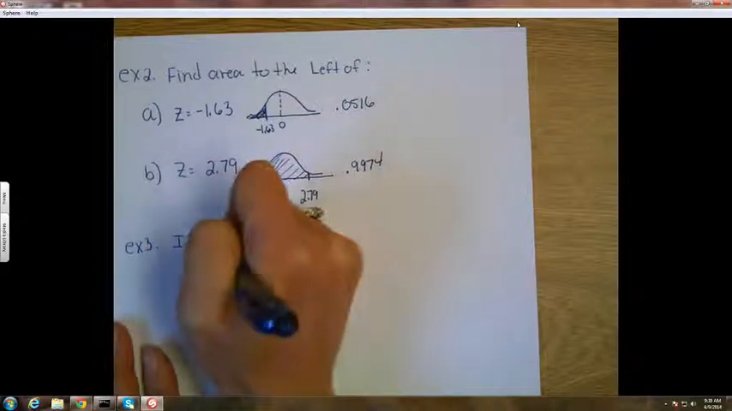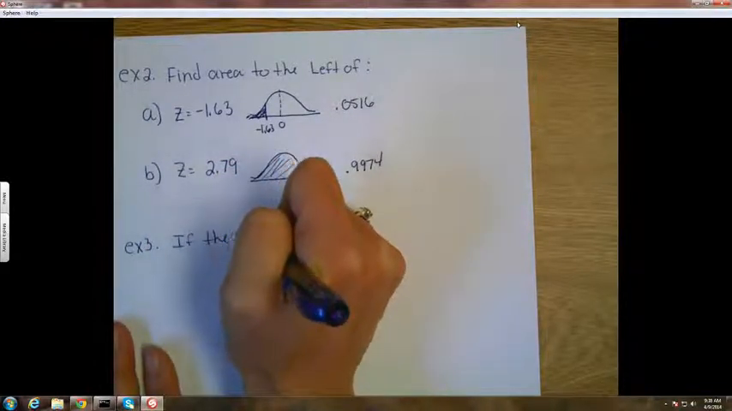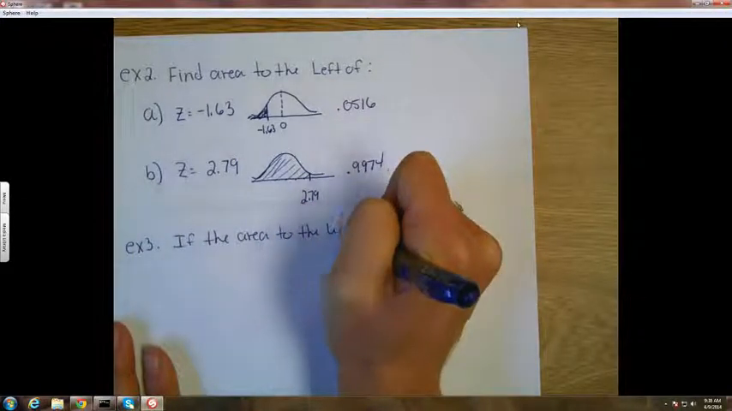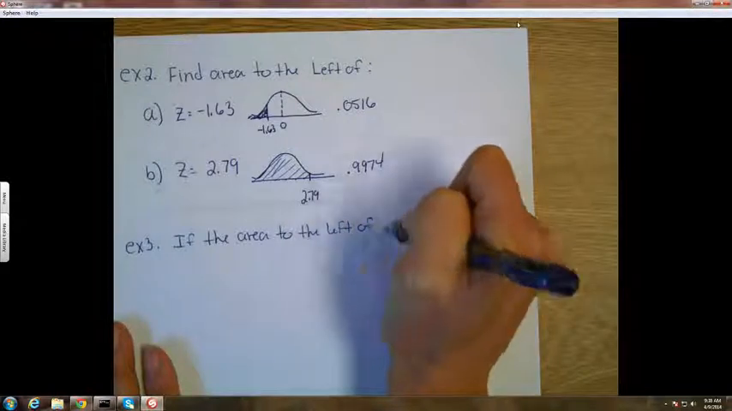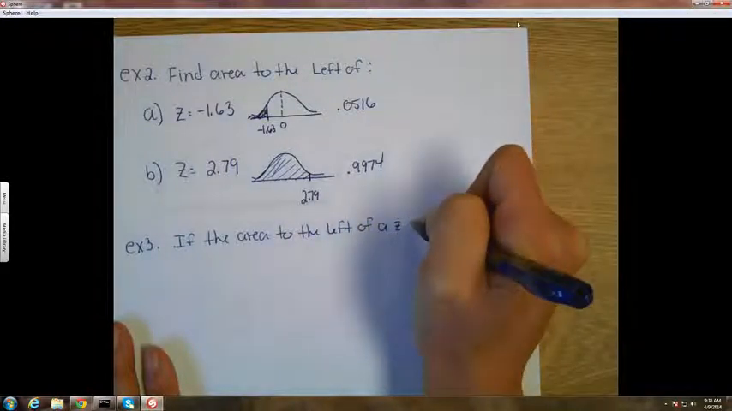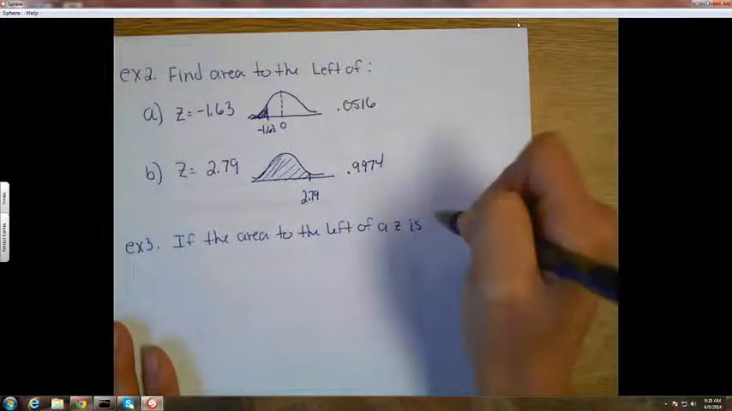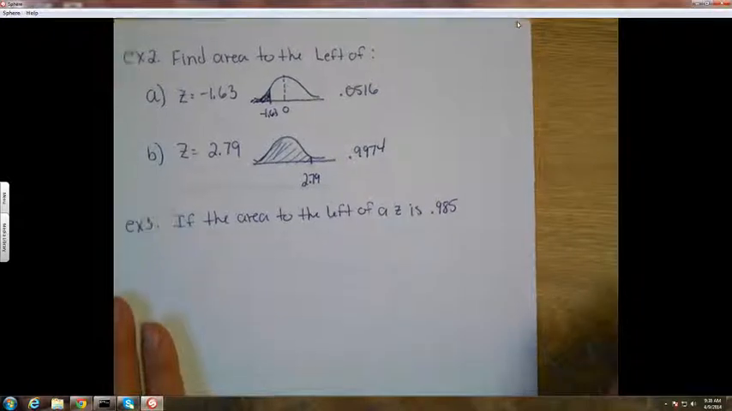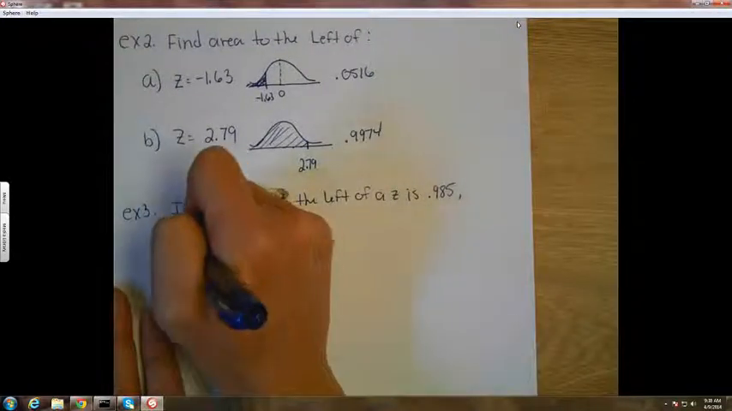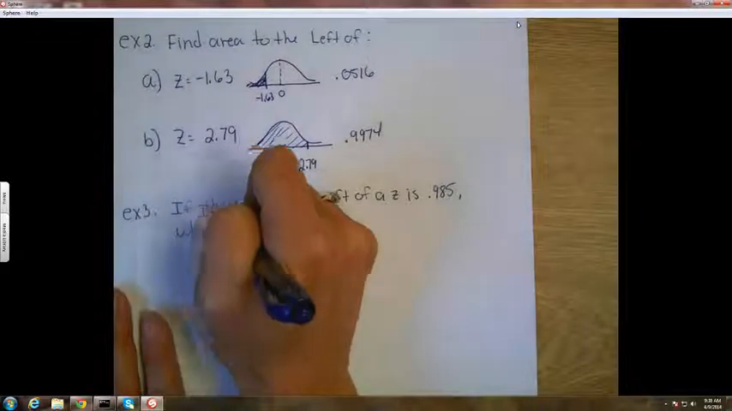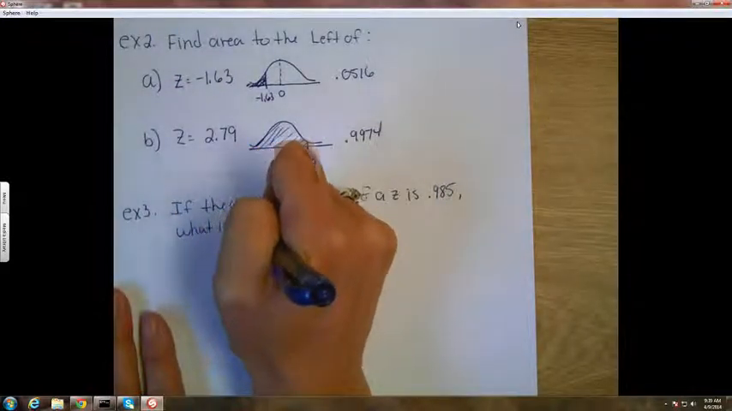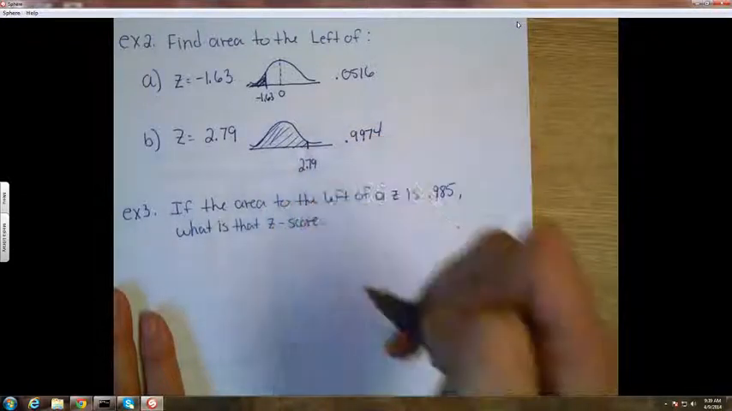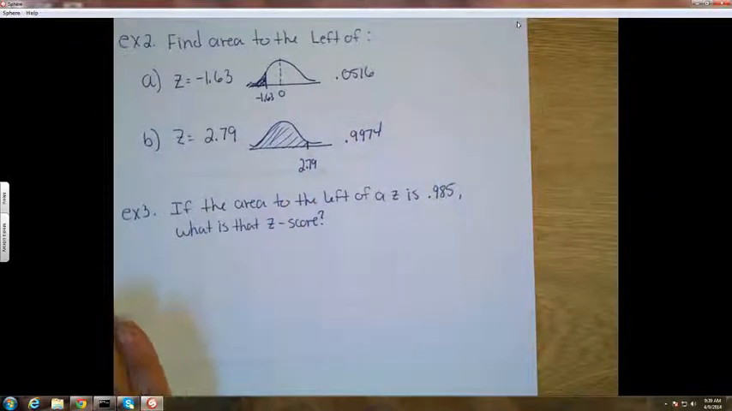If the area to the left of a z-score is 0.985, what is that z-score? Okay, this time I'm giving you the area and asking you for the z-score.